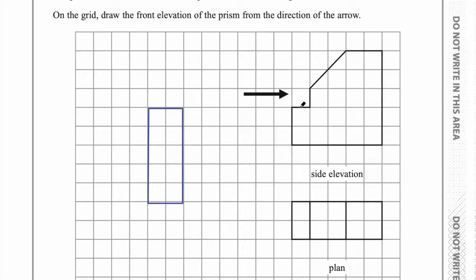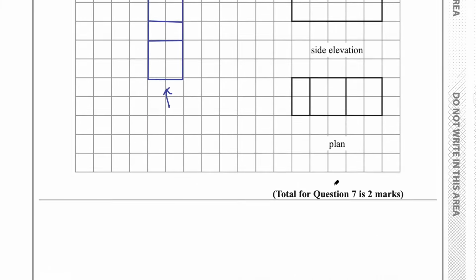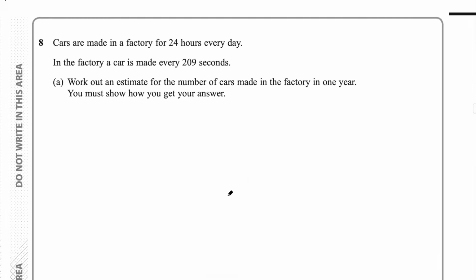here. So we've got one line 2 units up, and then this slope starts 1 unit above that. So we need a line there. And then this angle is on the top, so we don't need to draw another line. So your front elevation should look like that. That was question 7 for 2 marks.